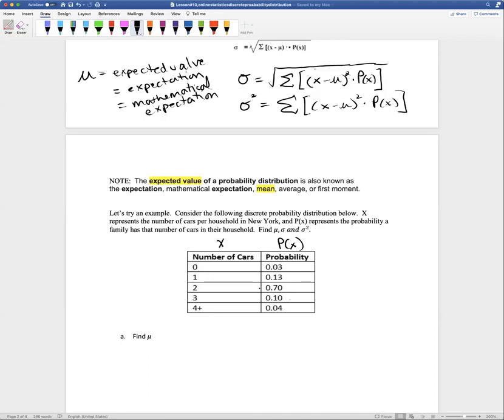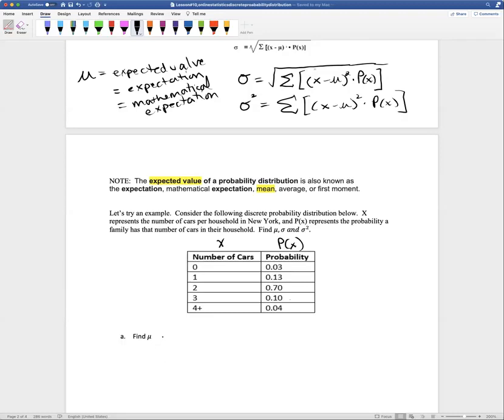Let me try that one more time: 0.03 plus 0.13 plus 0.70 plus 0.10 plus 0.04. We get a total of 1. When we sum up these probabilities, we get a total of 1. So, sorry, let me take one step back. This does represent a discrete probability distribution.